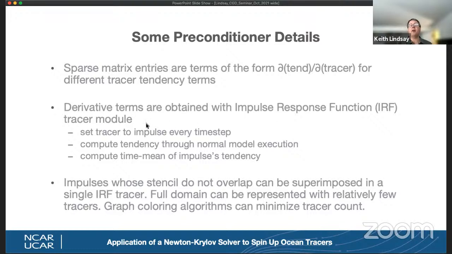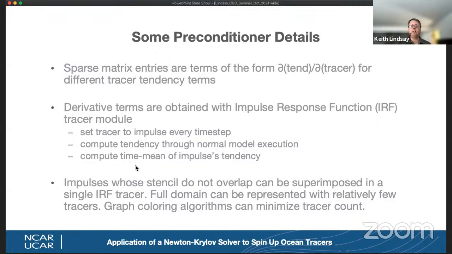We get these diagnostics for the sparse matrix that we invert with SuperLU in practice by using a newly developed impulse response function tracer module that we insert into the GCM. So the way this works is you put the tracer in the impulse response function to an impulse every time step. And then you run through the normal model execution to get the advective, lateral mixing, vertical mixing terms. And we get that tendency from that impulse, and then we reset, and then we take the time mean of that tendency. And because it's an impulse, that gives us what we can approximate the derivative of the tendency with respect to the tracer. And we need to reset that tracer to the impulse every time step.